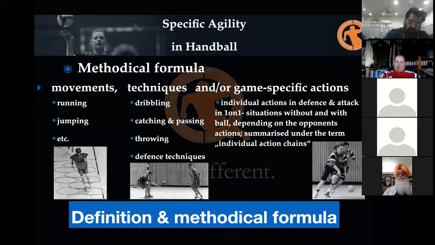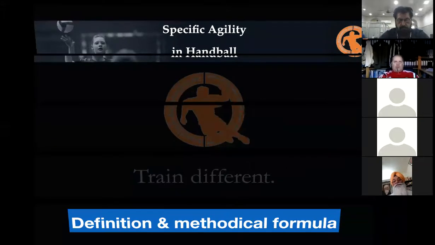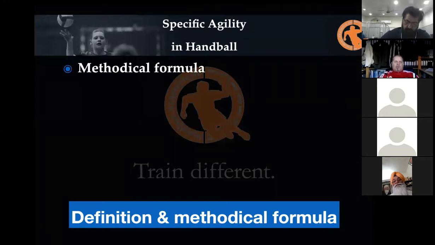And as you can see, those three elements are becoming more and more specific, more and more complex, closer to our handball. So these three elements, the movements, the techniques, and the game actions, should be worked out under the idea of specific agility in handball. The second question at that moment was how specific agility is created. And that's obvious: the players must do it under certain types of pressure.